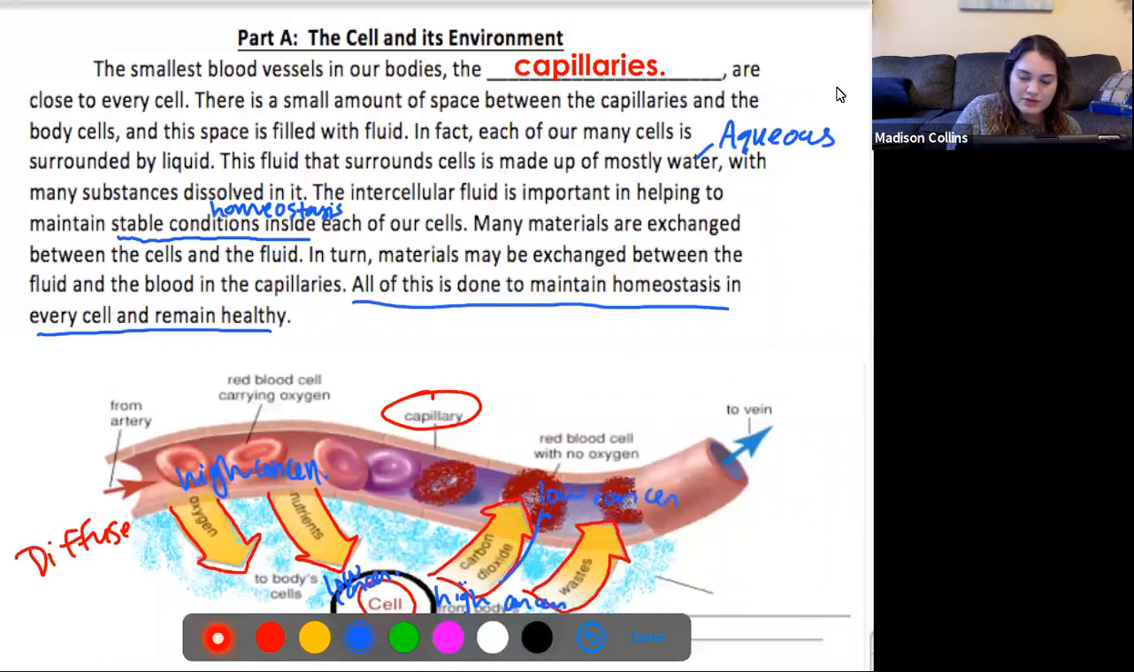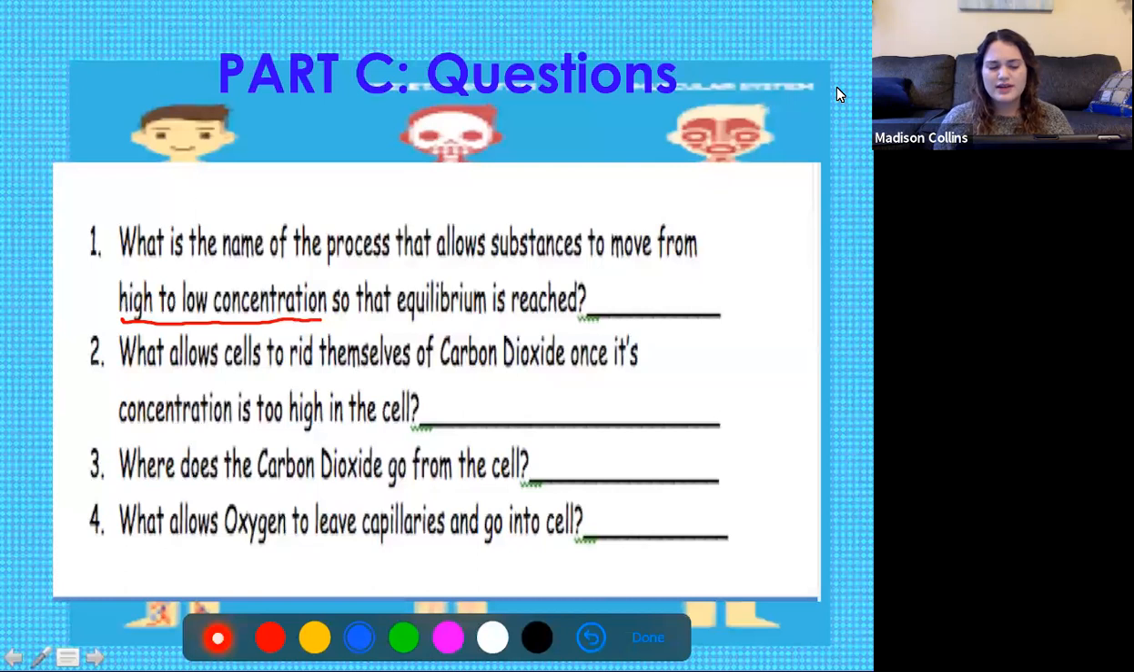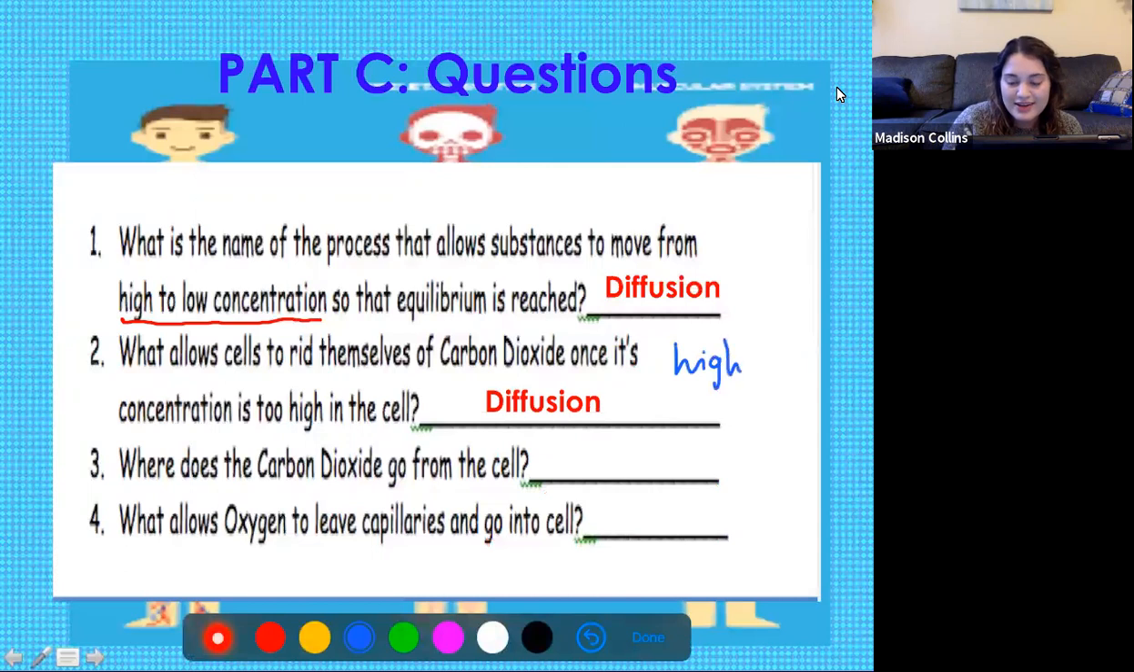Okay, so again, with diffusion, molecules are moving from high to low concentration, and because of that, it does not require any energy. Okay, let's keep answering the rest of those questions. What allows cells to rid themselves of carbon dioxide once its concentration is too high in the cell? Again, that is going to be diffusion, because those molecules are moving from high to low concentration.